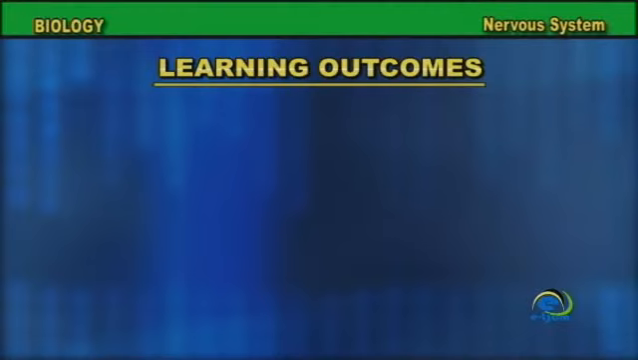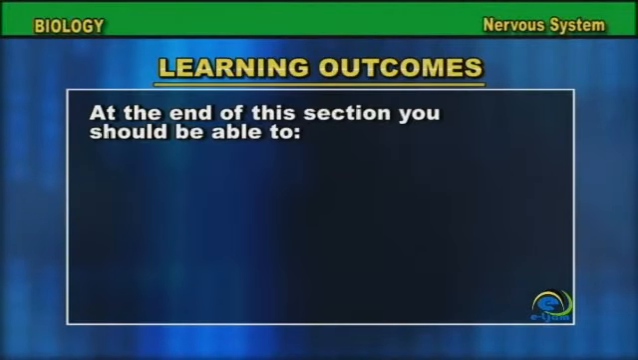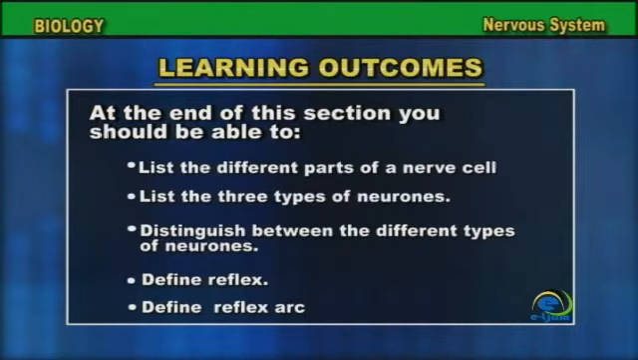Learning outcomes. At the end of this section, you should be able to list the different parts of a nerve cell. List the 3 types of neurons. Distinguish between the different types of neurons. Define reflex. Define reflex arc.